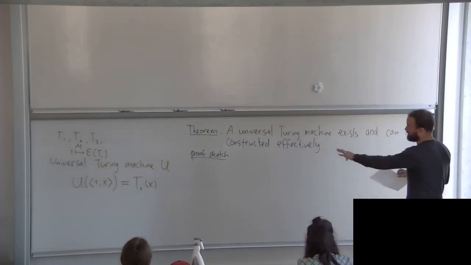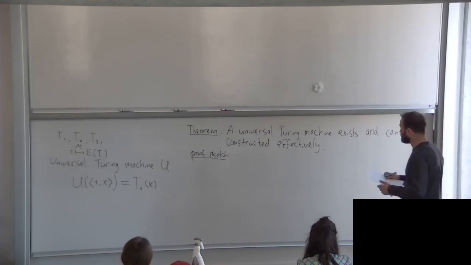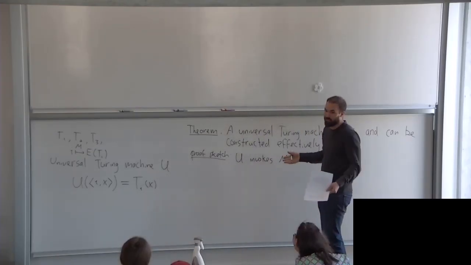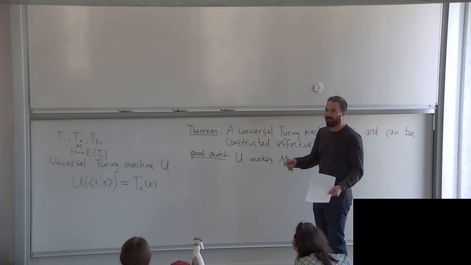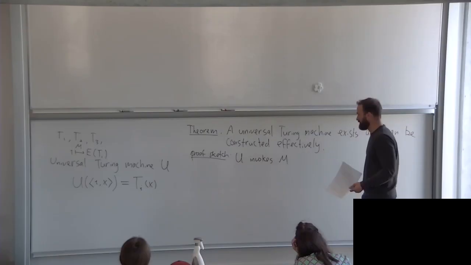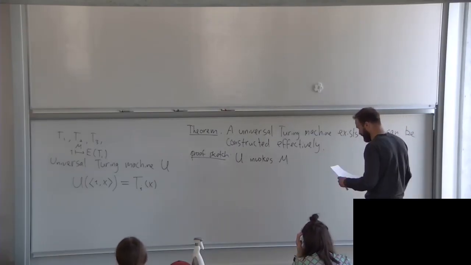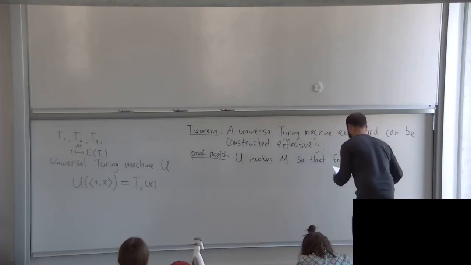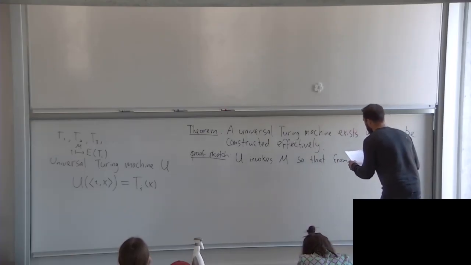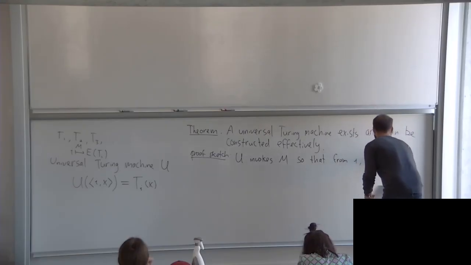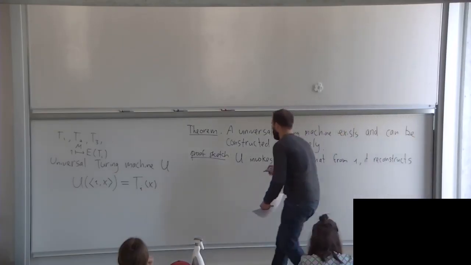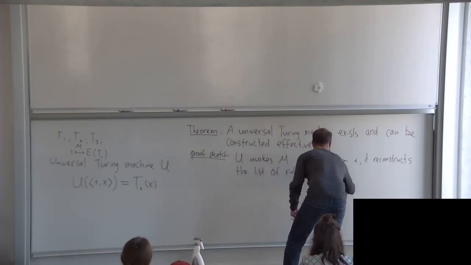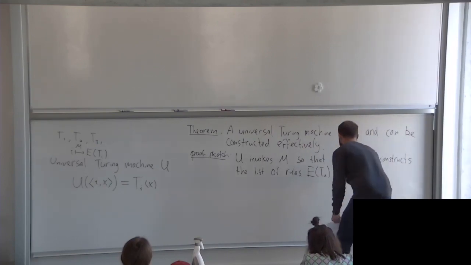A lot of the job was done by building the effective enumeration. So U invokes M as a subroutine, if you want. Once you have a Turing machine, you can realize, oh, I can invoke another Turing machine. I know we're all familiar with this now that we code, but it works for Turing machines. Also, you invoke M so that from I, it reconstructs the list of rules E of Ti, which it saves on a portion of its tape.